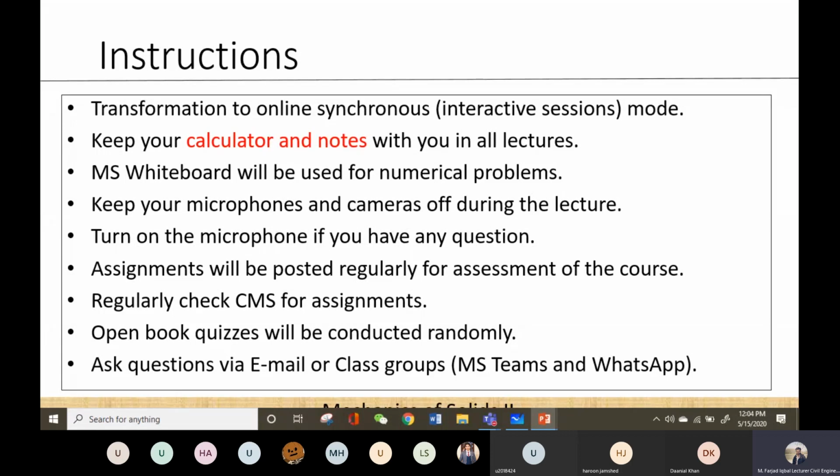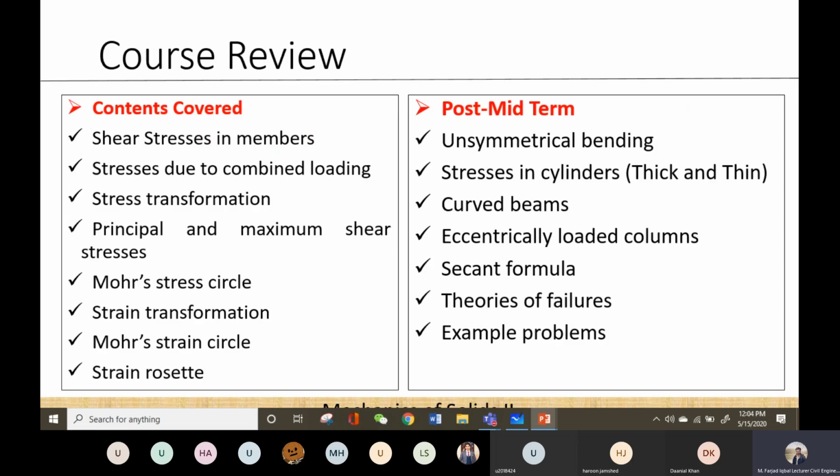For the assessments, I will be posting assignments regularly on CMS or on your Zimbra, so you should keep a check on it. Quizzes will be conducted on MS Forms or whichever format suits better. And if you have any question, you can ask me via email or in the class groups on MS Teams or WhatsApp, whichever suits you well.